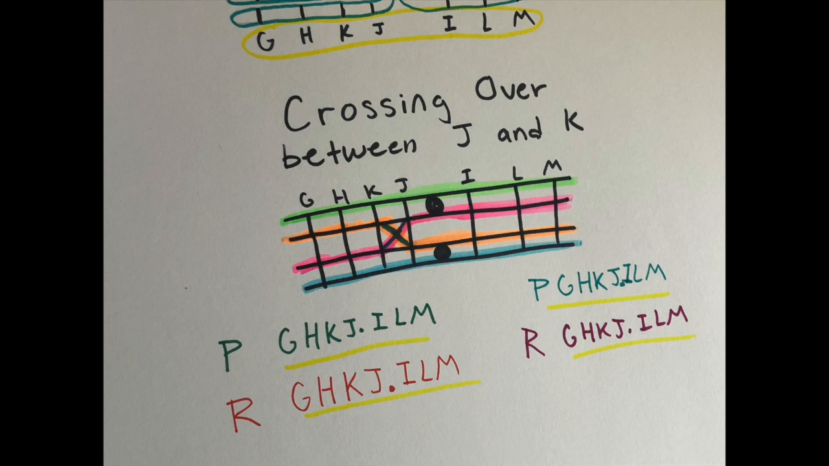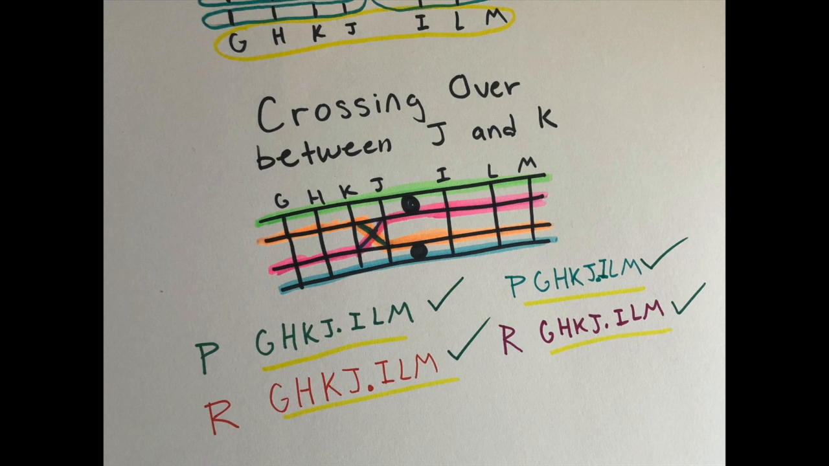So since the individual is homozygous for the inversion, we did not have to form a compensation loop, which means that we are not missing or repeating any of the regions, so all of the daughter cells are going to be viable.